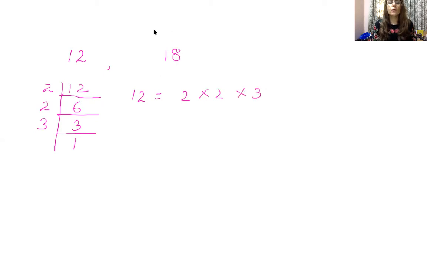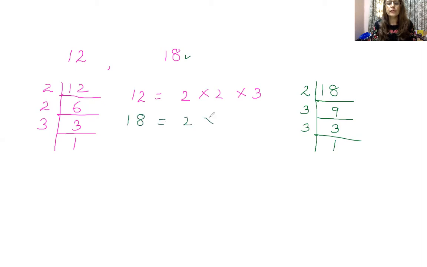Now again we will find the prime factors of 18. We will write 18 here and find its prime factors. We will start with 2. 18 divided by 2 is 9 here. And now we will take the prime factor 3. 3 threes are 9, and next is 3 ones are 3. So we will write the prime factors of 18, which is 2 into 3 into 3.